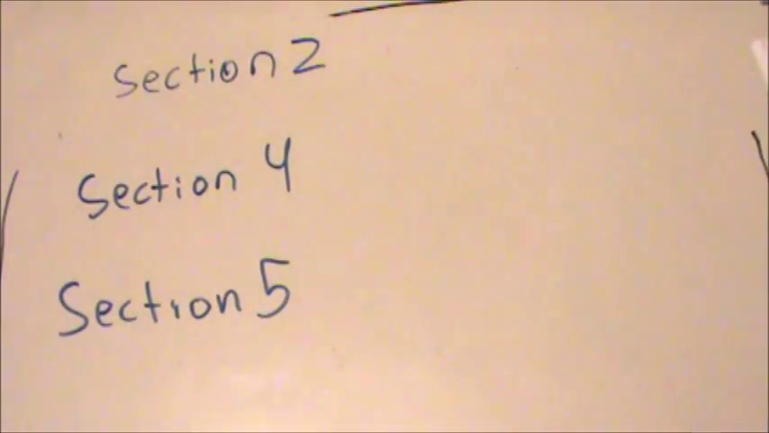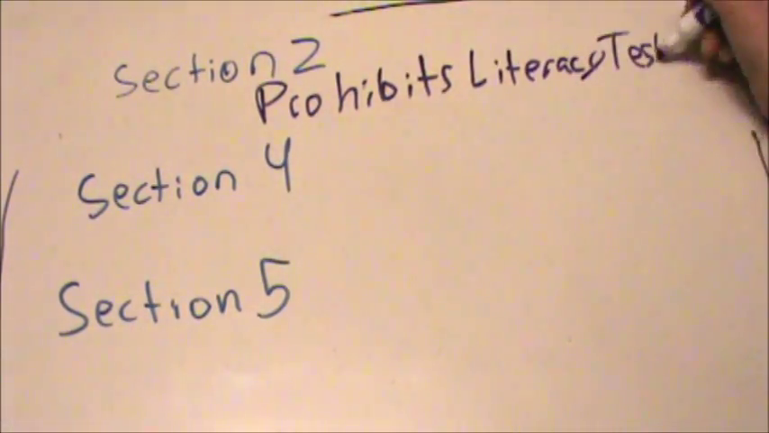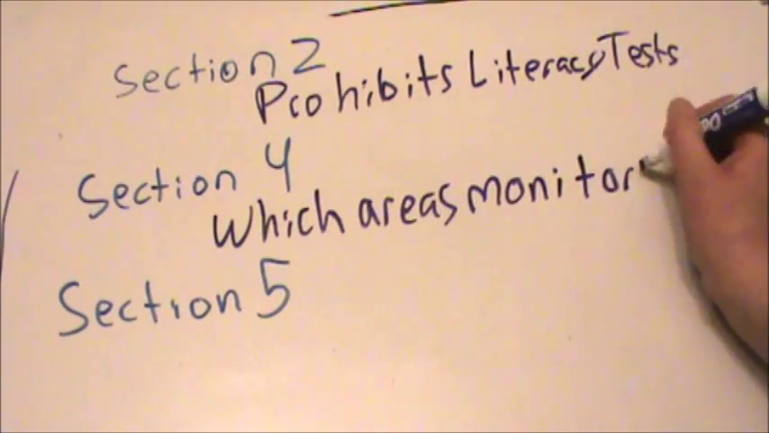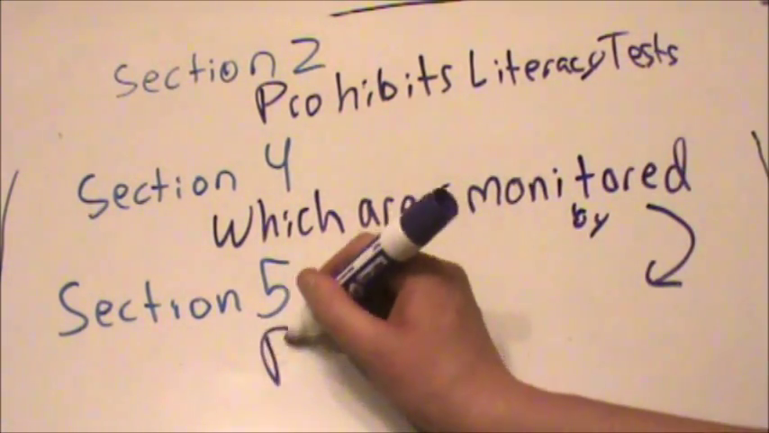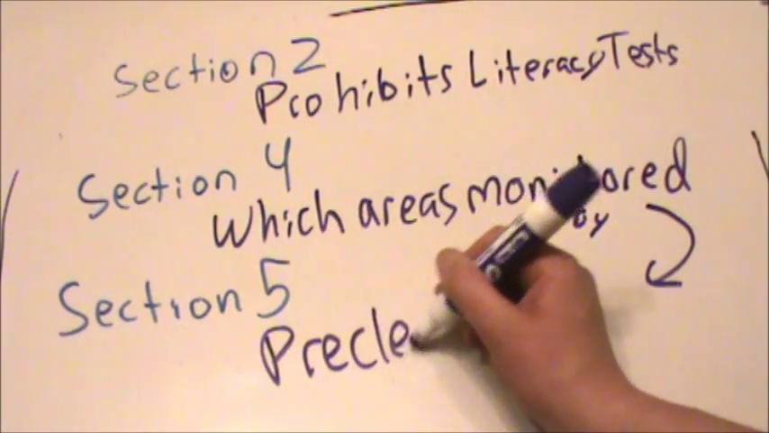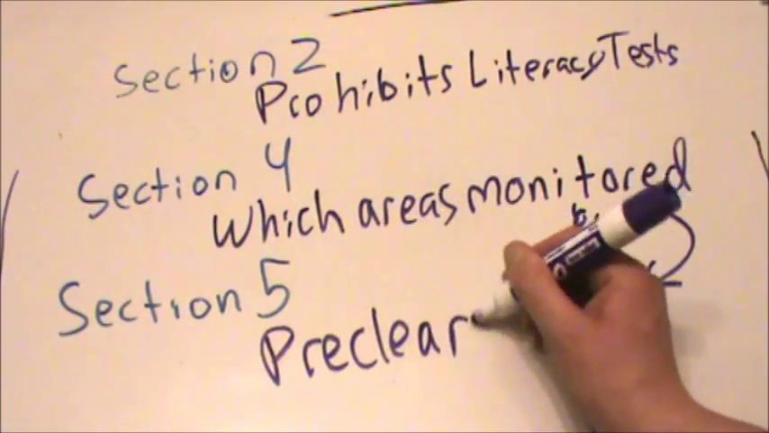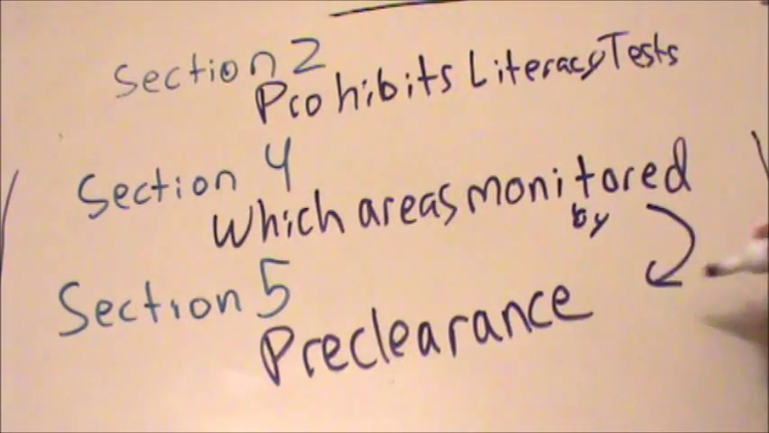There were several important sections of the Voting Rights Act. There was Section 2, which prohibits literacy tests, Section 4, which determines which areas are monitored by Section 5, which is preclearance. Preclearance means that any areas under jurisdiction must have all new voting procedures approved by the federal government before they change them.